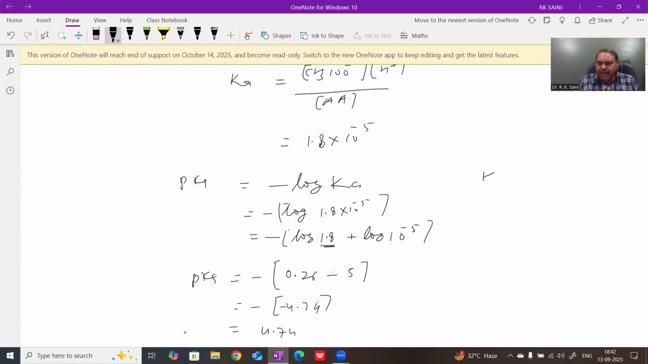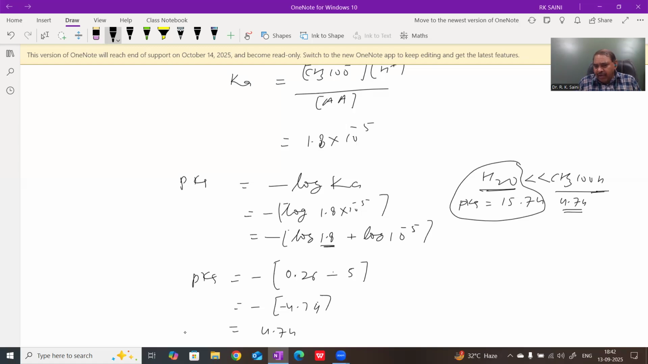Now compare H2O and acetic acid. The pKa of water is 15.74 and the pKa of acetic acid is 4.74. It means acetic acid is more acidic than water, because we know that water is neutral, with equal concentration of H plus ion and OH minus ion, and the species which carry more H plus ion in their aqueous solution in comparison to water, or we can say their pKa is less than water, are acidic and they turn blue litmus paper into red.